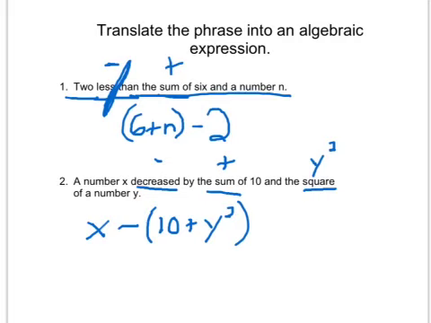Alright, there are your examples. You're going to have a bunch of those on your assignment, so happy translating.